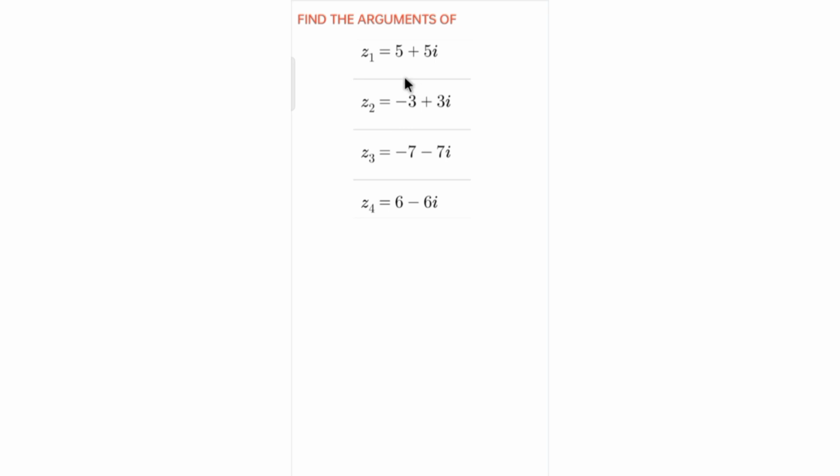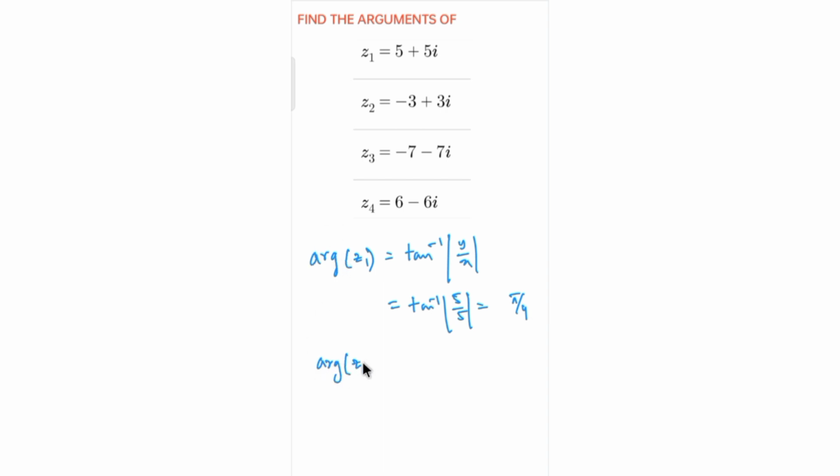Coming to a problem, I'll explain how to find the argument of z1 equal to 5 plus 5i, z2 equal to minus 3 plus 3i, z3 equal to minus 7i, and z4 equal to 6 minus 6i. These are the four complex numbers given to us, and we need to find the argument of each. First, the argument of z1 is tan inverse of mod of y by x, so tan inverse of mod of 5 by 5, which is tan inverse of 1, which is pi by 4. So this is the argument of z1.